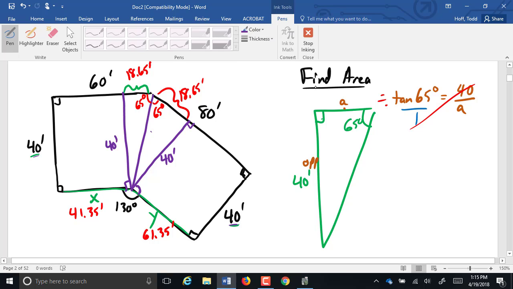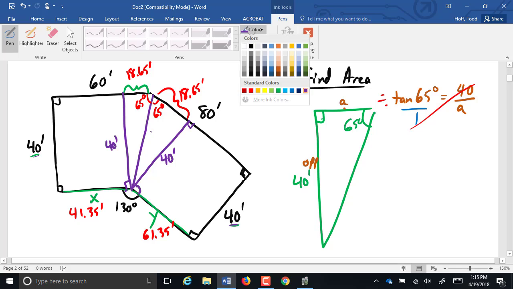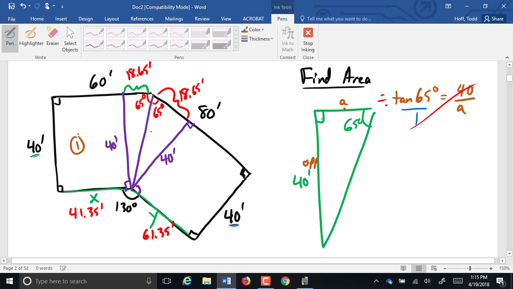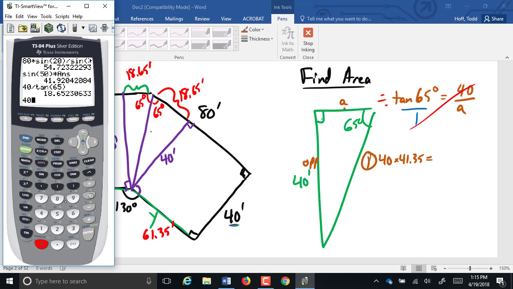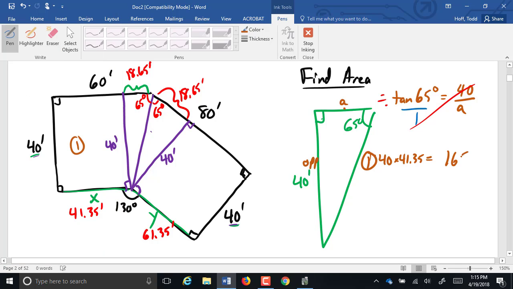Finding its area now is relatively simple. Piece 1 over here is 40 by 41.35. What's that give us? 1654. Piece 2 down here is 40 by 61.35, which is 2454. Very good.